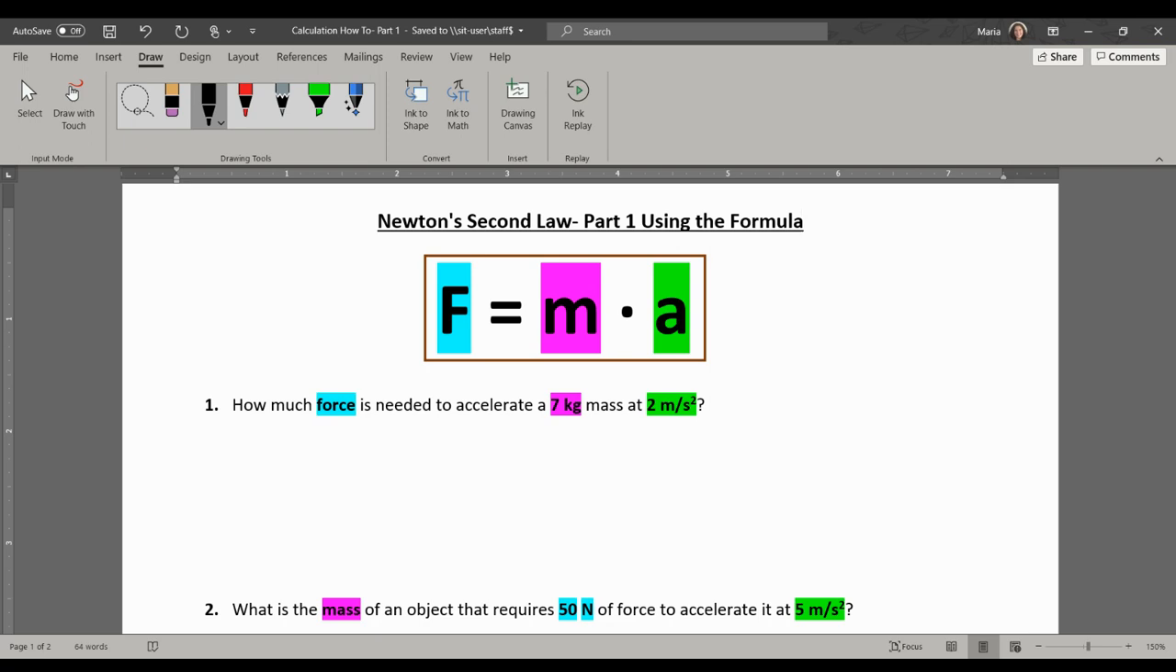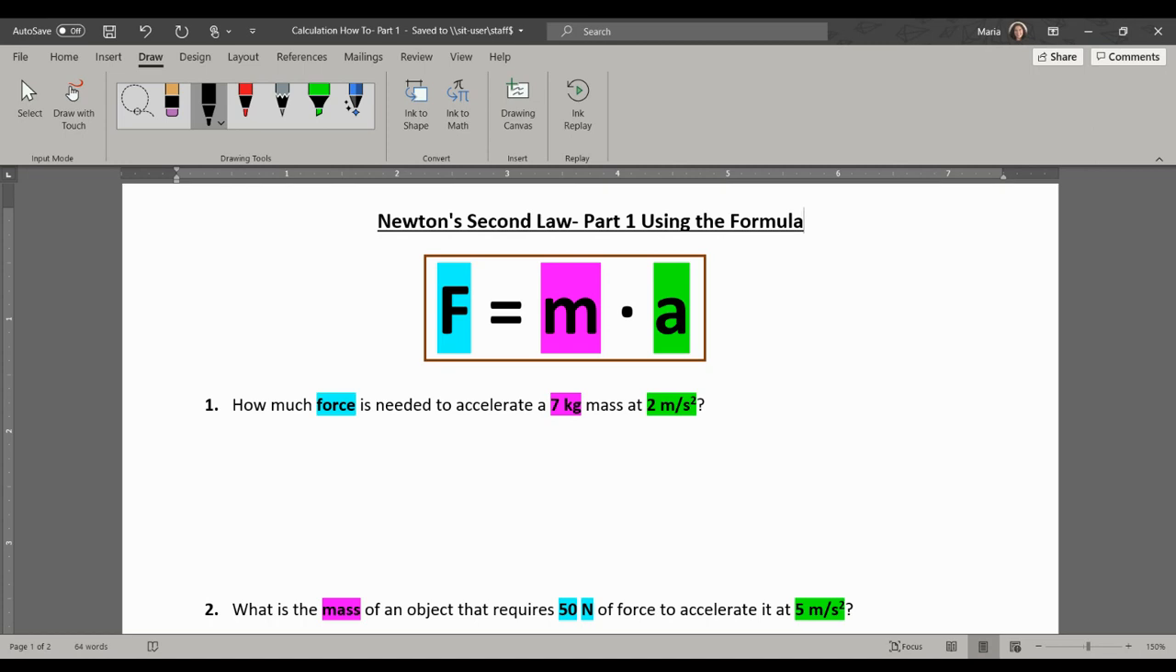Today I'm going to go over how we can solve for force, mass, or acceleration using Newton's law. In this video, part 1, I'm going to go over how we can do this just using our simple formula.